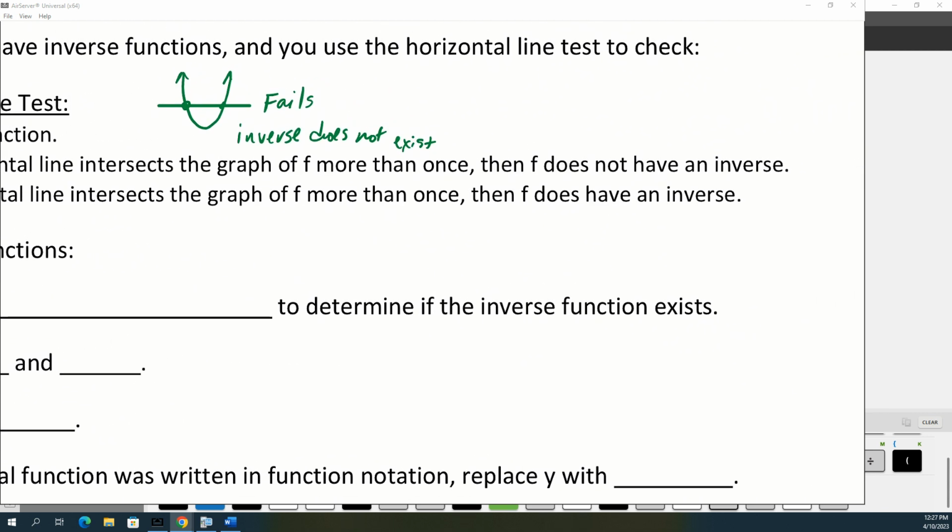All right, so another one could be like this. Could there ever be a horizontal line that would cross this blue one at more than one place? What do y'all think? If I took a horizontal line and moved it up and down, every horizontal line would only cross at one place. So this one passes the horizontal line test, and it has an inverse.